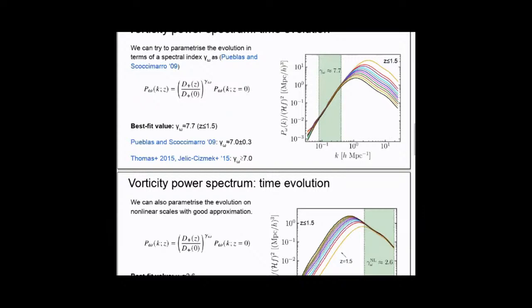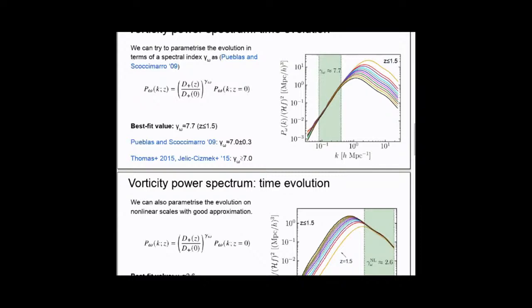Here on the right, I'm again showing the vorticity power spectrum. Now I have different colors. These are all different redshifts below 1.5. The spectra are aligned like this because I have scaled them using this parameterization with this value of gamma omega.